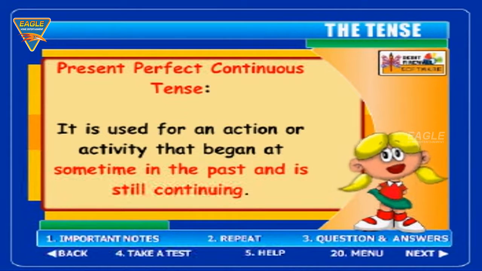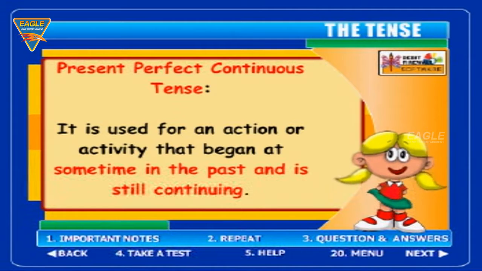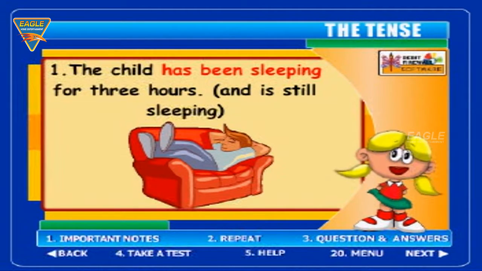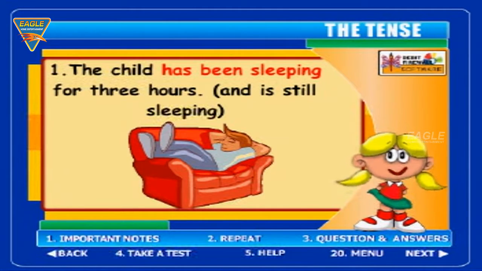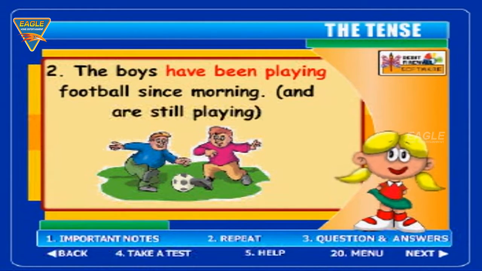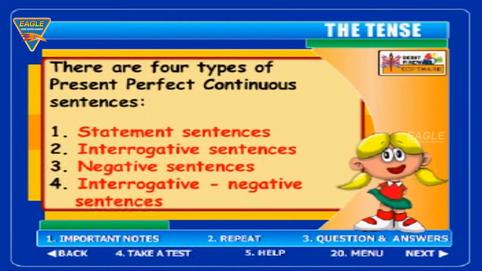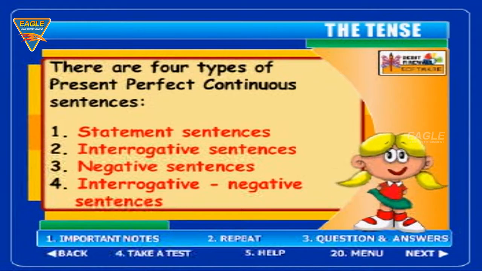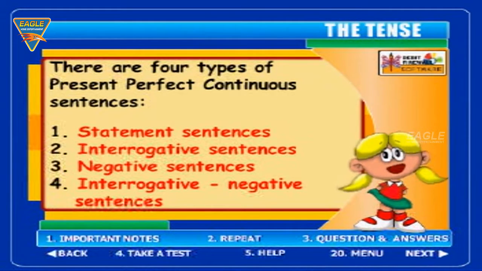Present perfect continuous tense. It is used for an action or activity that began at some time in the past and is still continuing. Examples: The child has been sleeping for 3 hours and is still sleeping. The boys have been playing football since morning and are still playing. There are 4 types of present perfect continuous sentences: statement sentences, interrogative sentences, negative sentences, interrogative negative sentences.